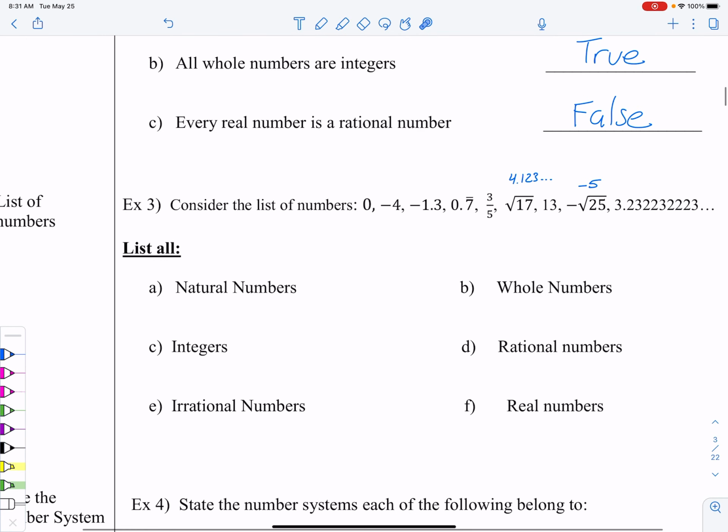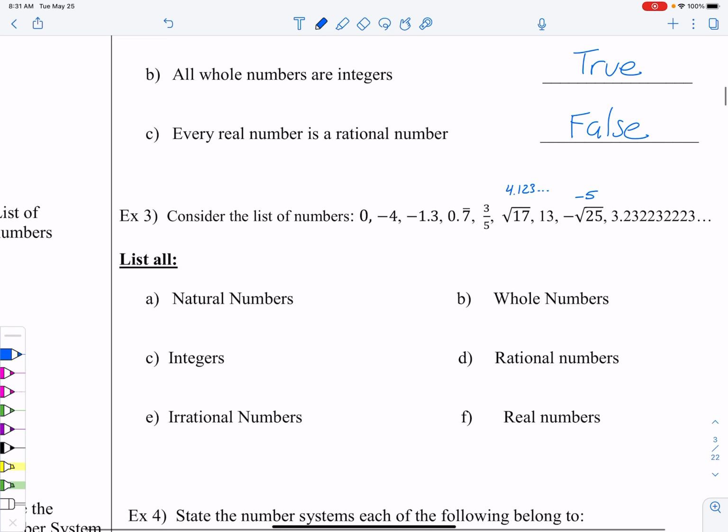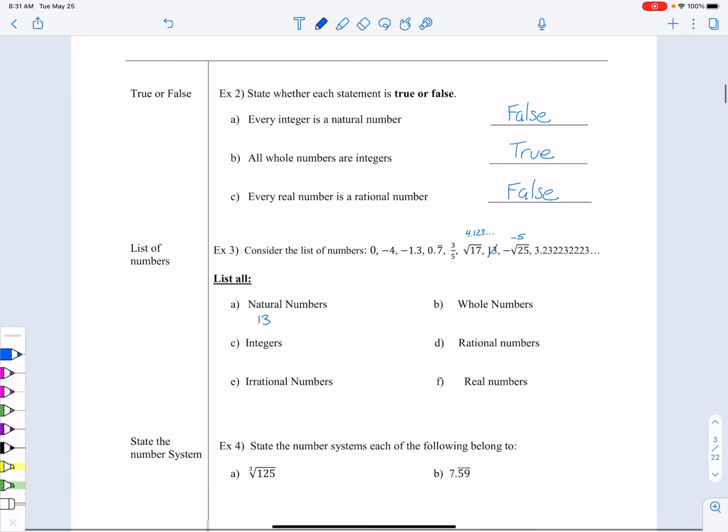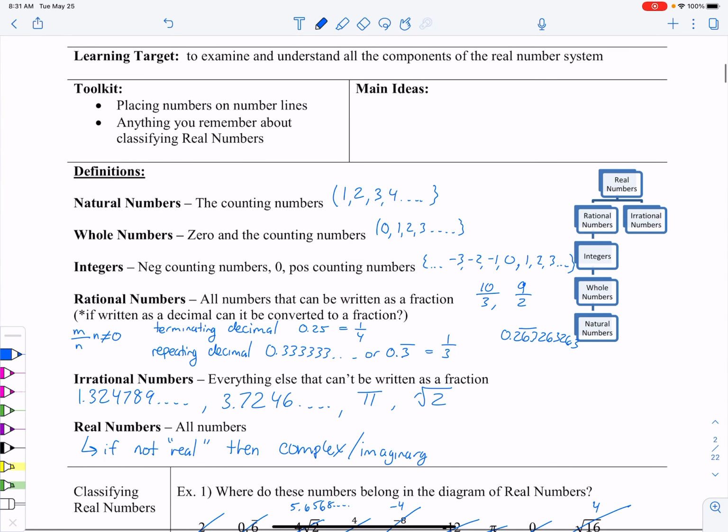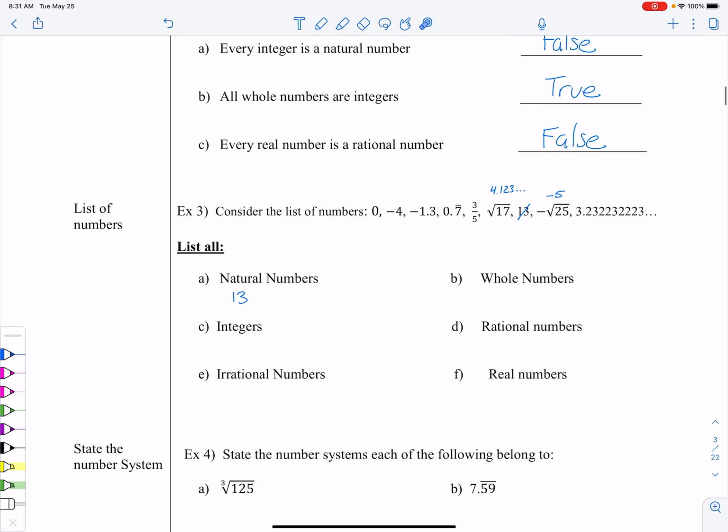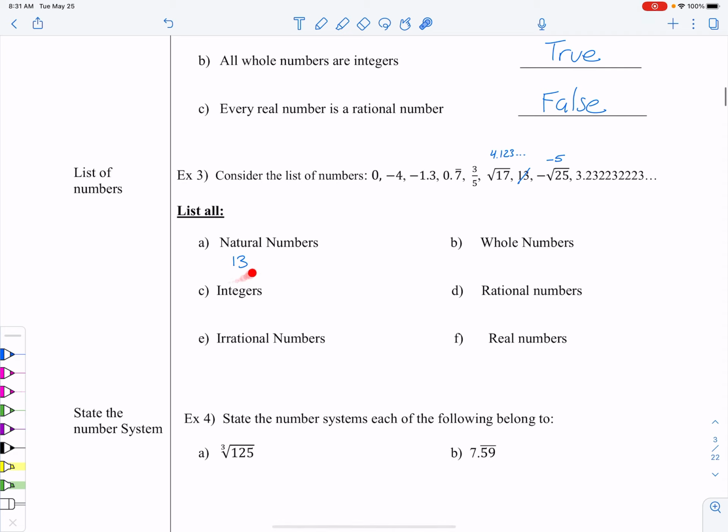So we're going to list our natural numbers. So we just want counting numbers. So here we have 13. Cross that one out. Next, we want whole numbers. So remember, if we look up here, for this first set, natural, whole, integer, rational. So these are all nesting one inside the other. So that means that if something's in the natural numbers, it's a whole number as well. So we're going to add the 0 to this, and we still have our 13.